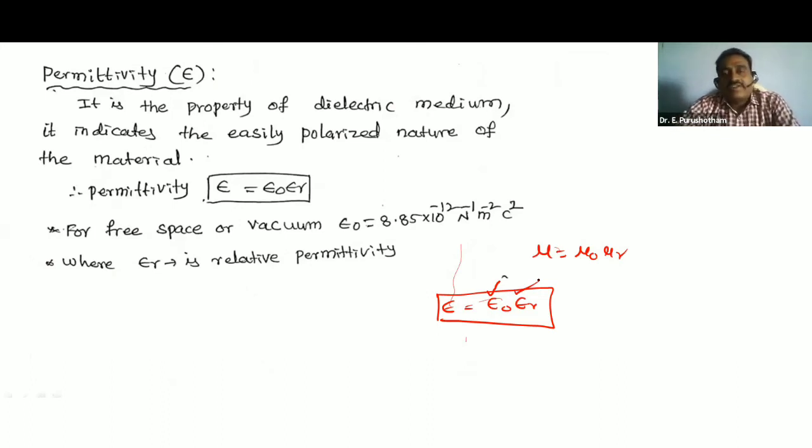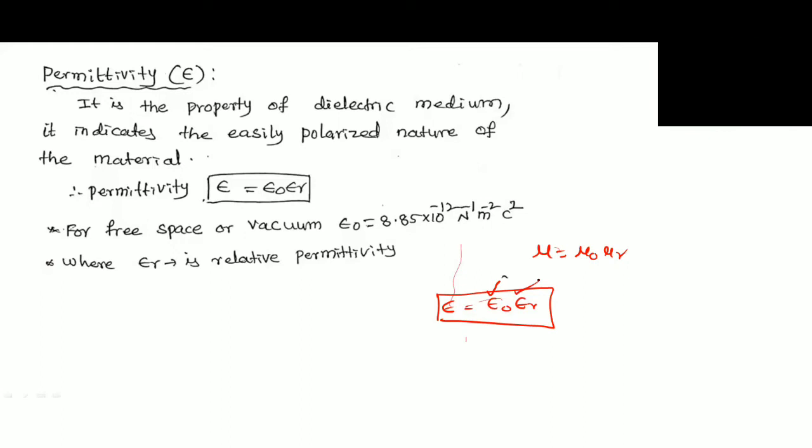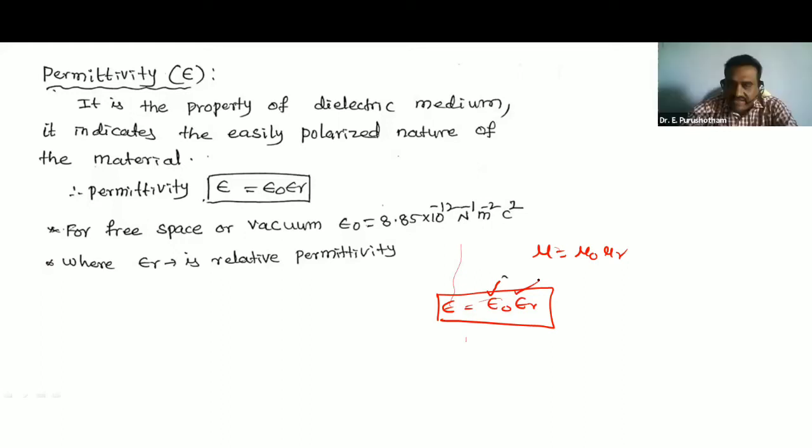It is the property of dielectric medium. It indicates the easily polarized nature of the material. So, the polarized nature of the material is indicated by epsilon, that is equal to epsilon naught into epsilon r.